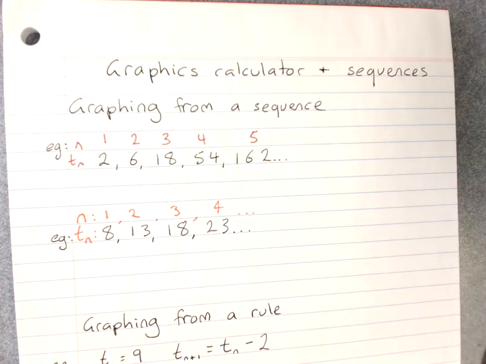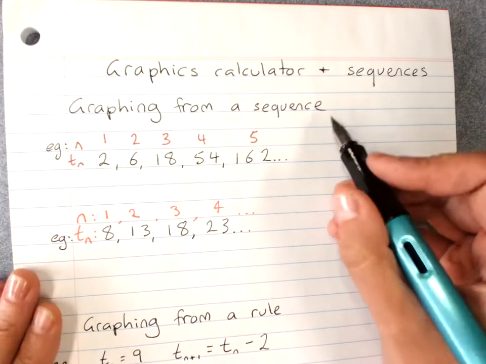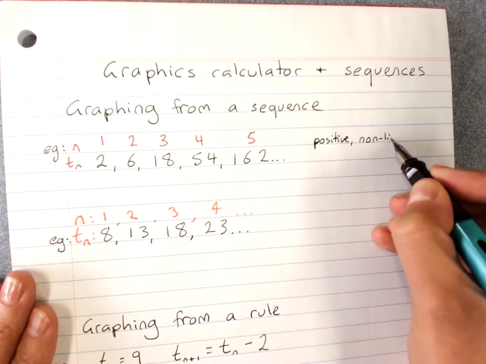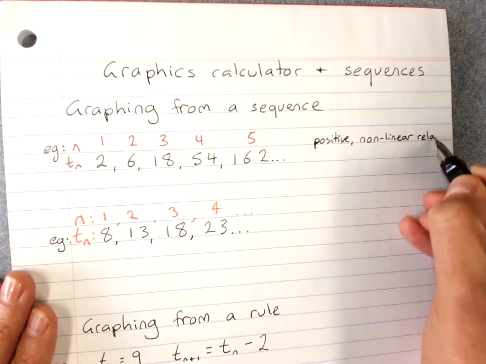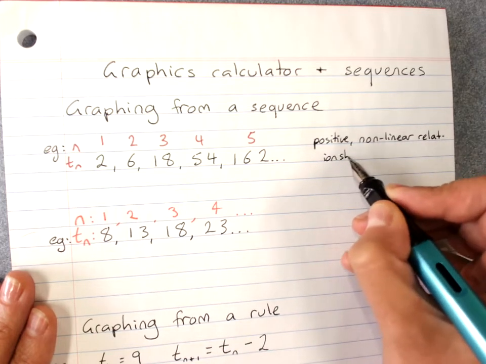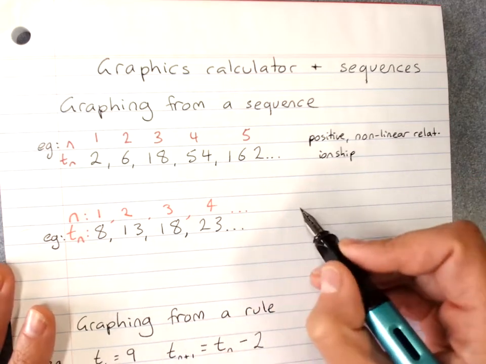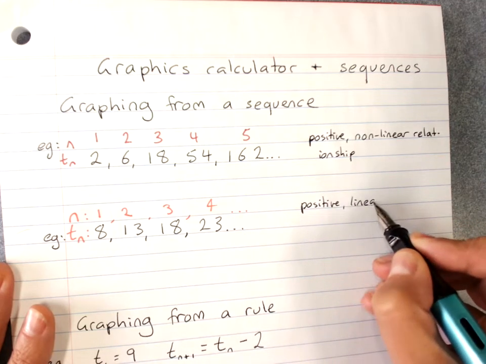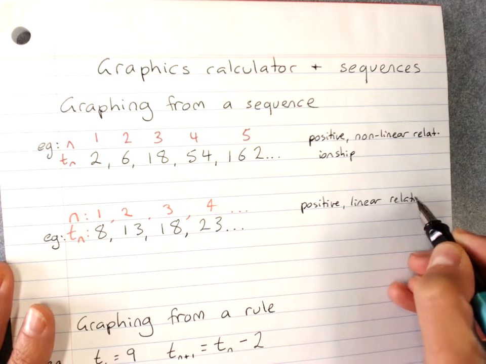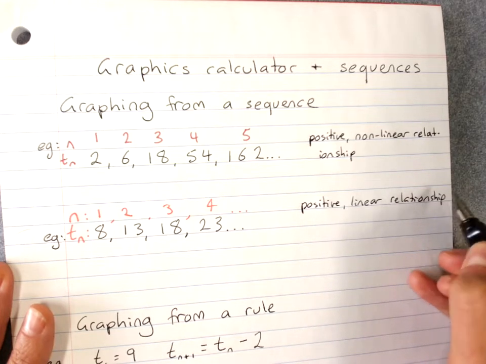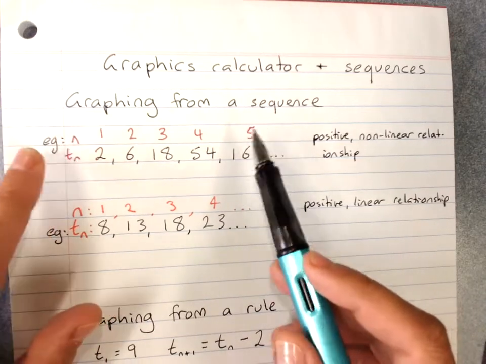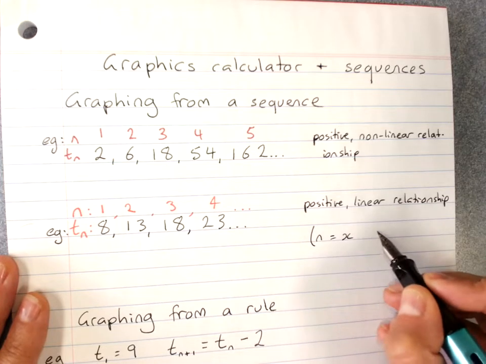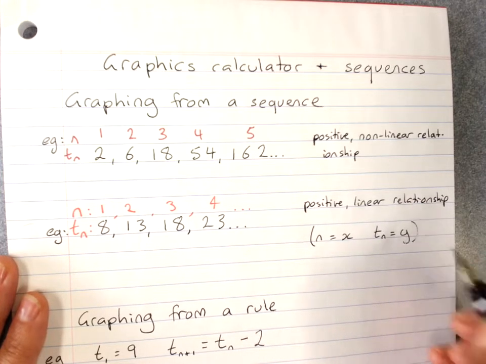So we can describe each of these. Positive, non-linear relationship. This one was a positive linear relationship. So when you're graphing it with a graphics calculator, use n as x and tn as y.